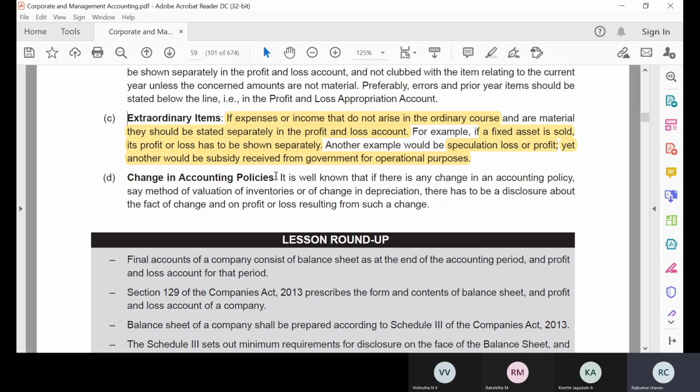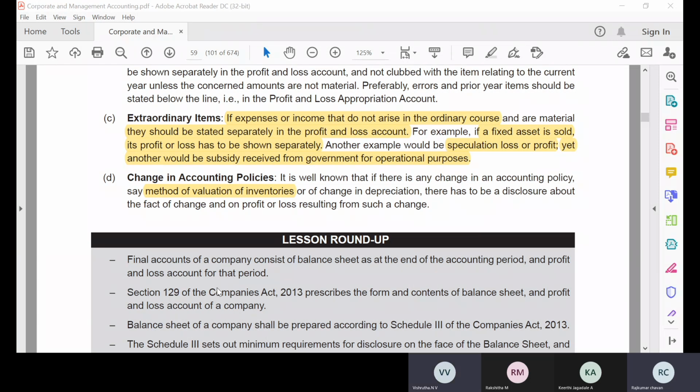Next, they say any changes in the accounting policy. If there are any changes in the accounting policies, let's check. Most of the time we face many methods of valuation of inventories. Can anybody tell me what the methods of valuation of inventory are? How do you value inventory? Do you have any idea about valuation of inventory? What are the different methods, if you have studied cost accounting?